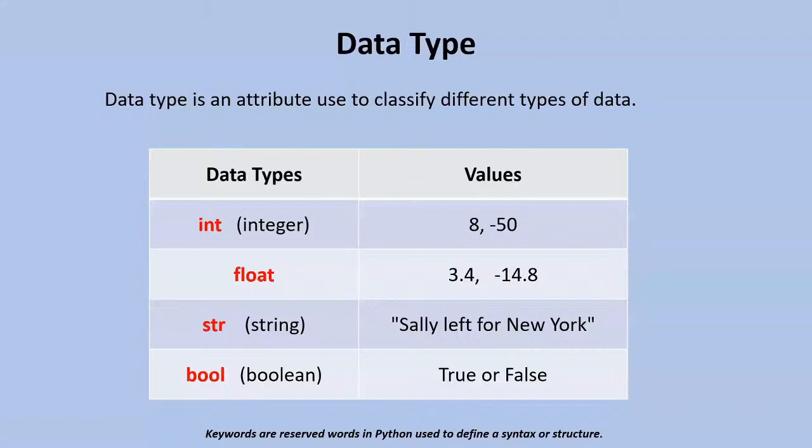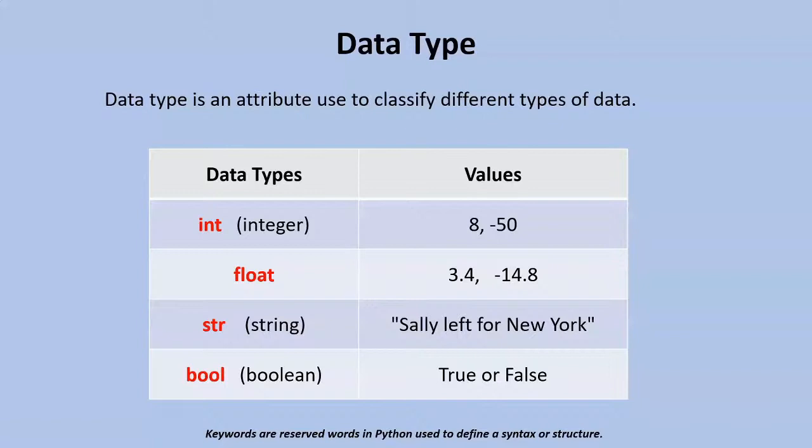Next, we have the float data type, which stores numbers that have decimals and also stores both positive and negative values. We use the keyword float to represent a float data type. An example of a float data type will be 3.4, negative 14.8.